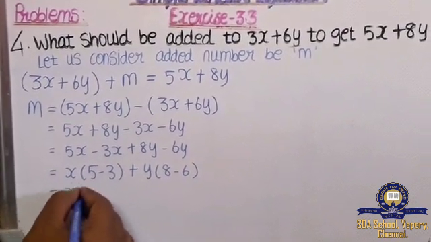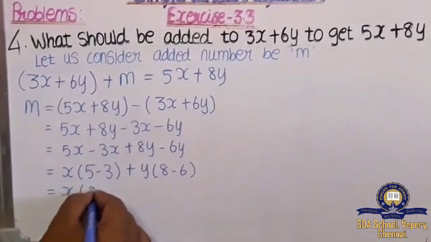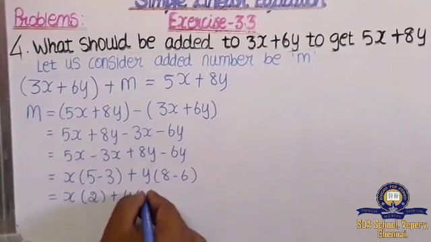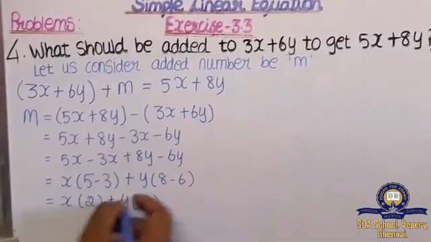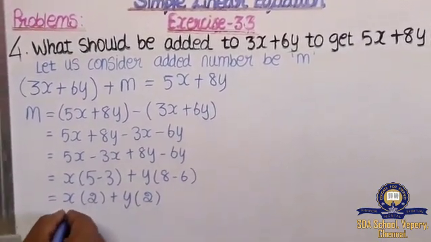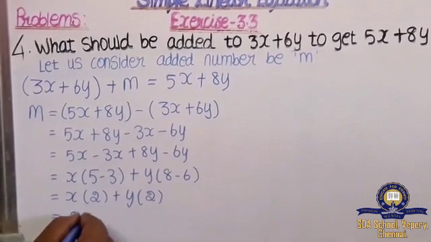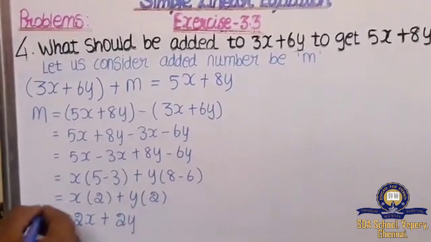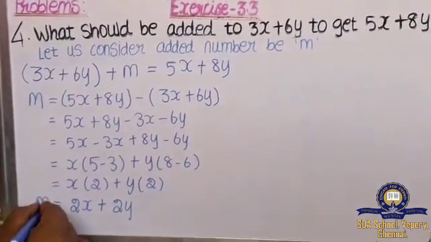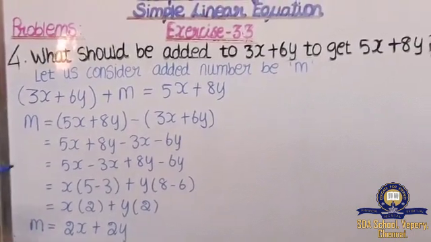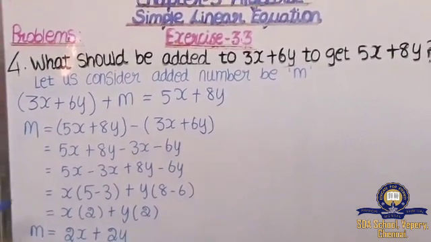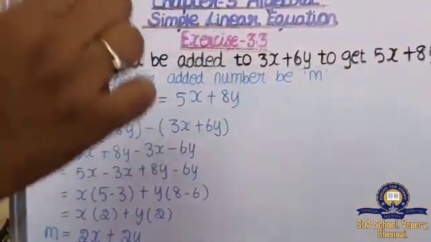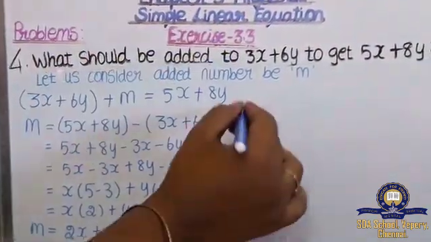Now we substitute the values: x into 5 minus 3, which is 2, plus y into 8 minus 6, which is 2. So x into 2 we get 2x, y into 2 we get 2y. Therefore, we find that the unknown variable m is equal to 2x plus 2y. So 2x plus 2y should be added to 3x plus 6y to get 5x plus 8y.